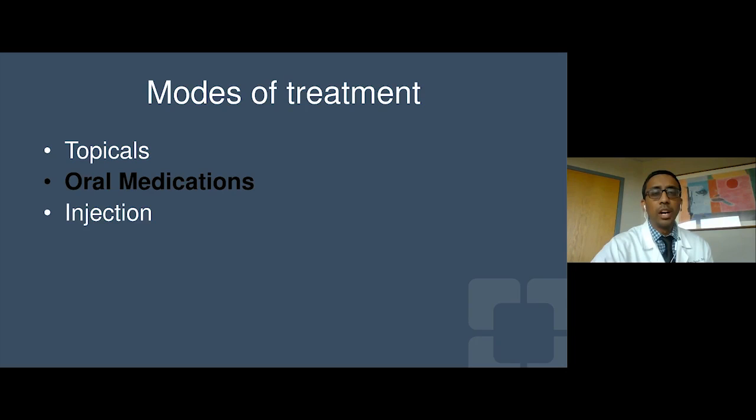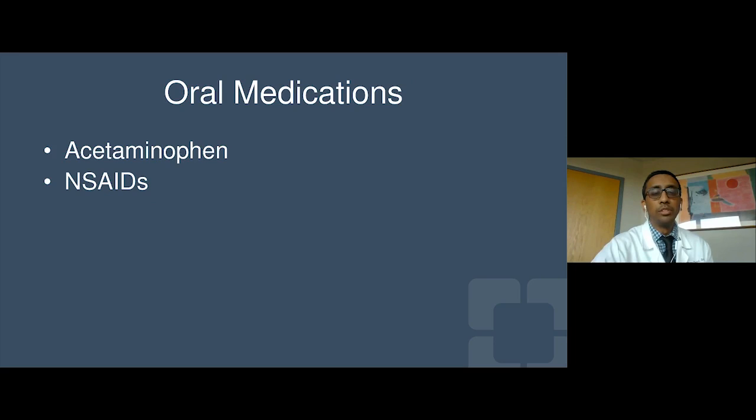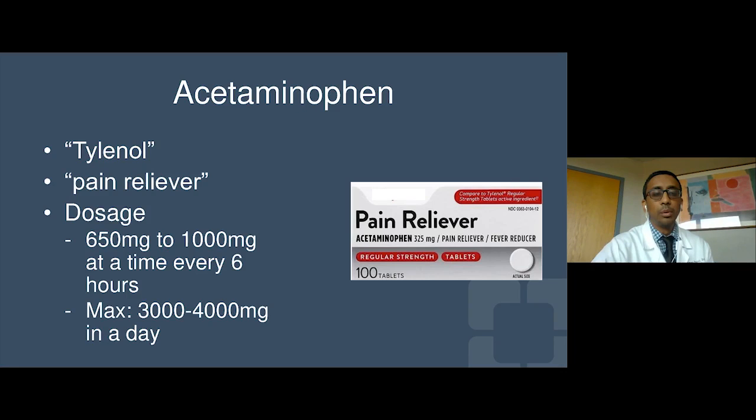So the next group that we'll talk about will be oral medications. These are broken down into two groups: acetaminophen and NSAIDs. Acetaminophen, or Tylenol, is a pain reliever. It's not an anti-inflammatory. Technically, what it does is stop the pain cascade by blocking an enzyme in there.